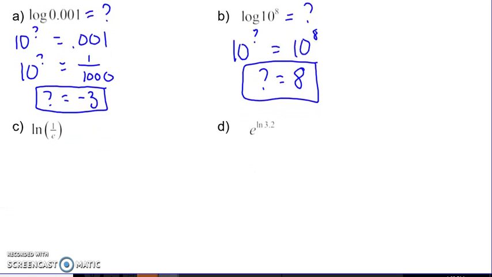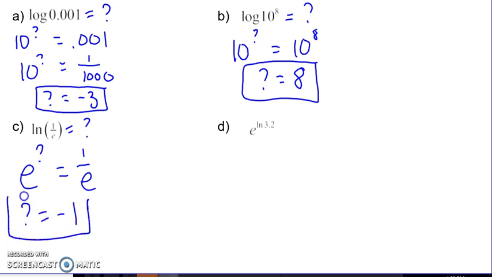Part C says ln of 1 over e equals what? So remember, we have ln of 1 over e. It's asking us, e to what power equals 1 over e? Anything that will cause us to have a fraction would make the question mark equal -1. If I put that to the -1 power, that gives me 1 over e.